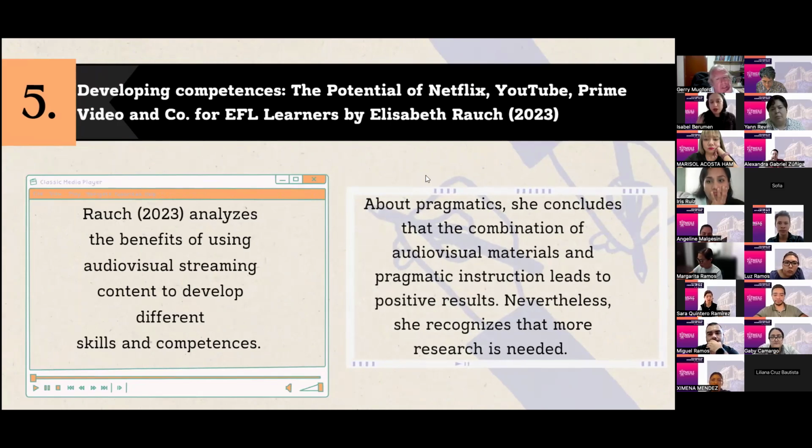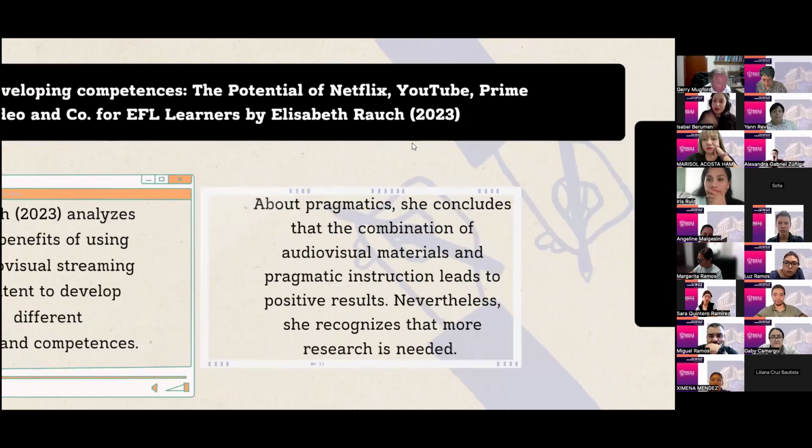And the fifth one, talking about developing competences, in this case, the potential of Netflix, YouTube, Prime Video, and this streaming content. Here, Rauch analyzes the benefits of using audiovisual streaming content to develop different competences. And there was a chapter about pragmatics in which she concludes that the combination of audiovisual materials and pragmatic instruction leads to positive results. But she recognizes that more research is needed. And I agree with her.